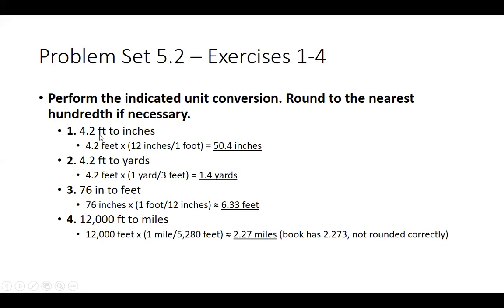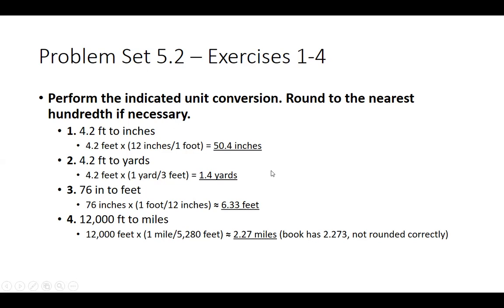In number 1, we are converting 4.2 feet to inches. We have 4.2 feet and we need to cancel feet out. That means feet needs to be on the bottom of our unit conversion. And since we want inches, inches has to be on top. Then with our calculator, we multiply 4.2 times 12 to get 50.4. Feet cancel and we're left with inches, 50.4 inches.